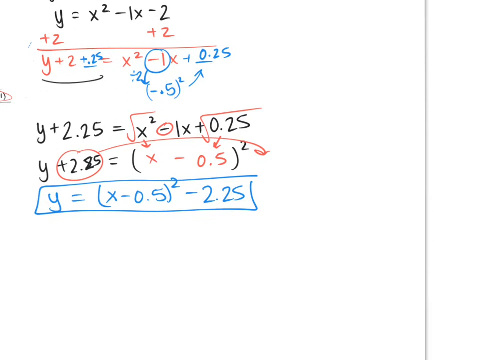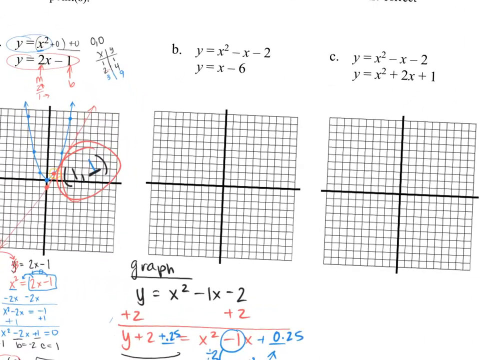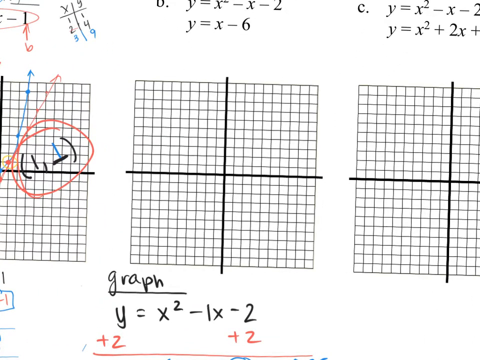The importance of doing this is to realize that your vertex is going to be: switch the sign, so 0.5, comma, leave the sign, negative 2.25. So let's go ahead and start by graphing that point. We have the vertex, so let's graph that point. My vertex point is (0.5, negative 2.25). So 0.5 would be like half over, and then negative 2.25 is somewhere in the middle here. Just do your best. It's not going to be perfect, but it's somewhere in the middle of this dot right here.